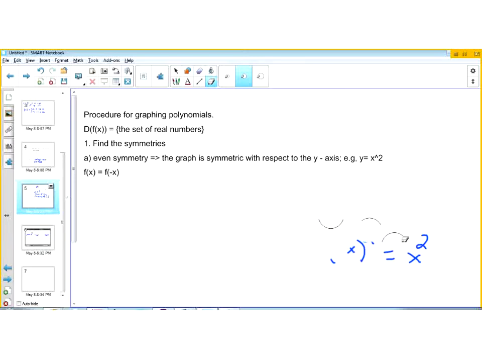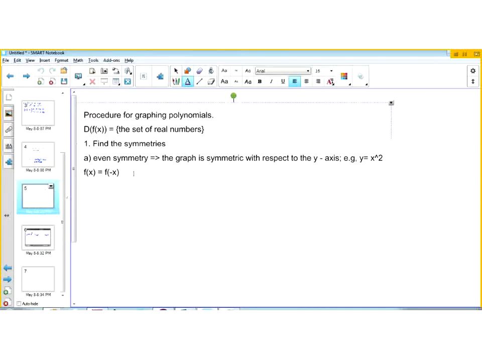So one of the things we assess when we graph a function is we check its symmetry. The other type of symmetry, of course, would be odd symmetry. So odd symmetry, and that implies the graph is symmetric with respect to the origin.